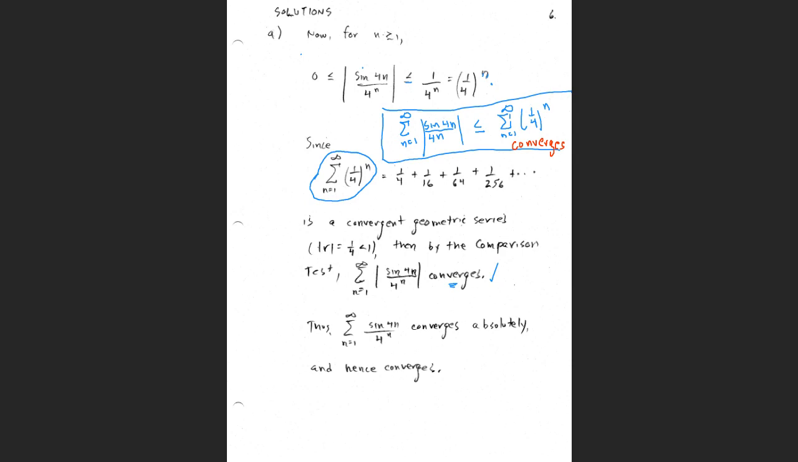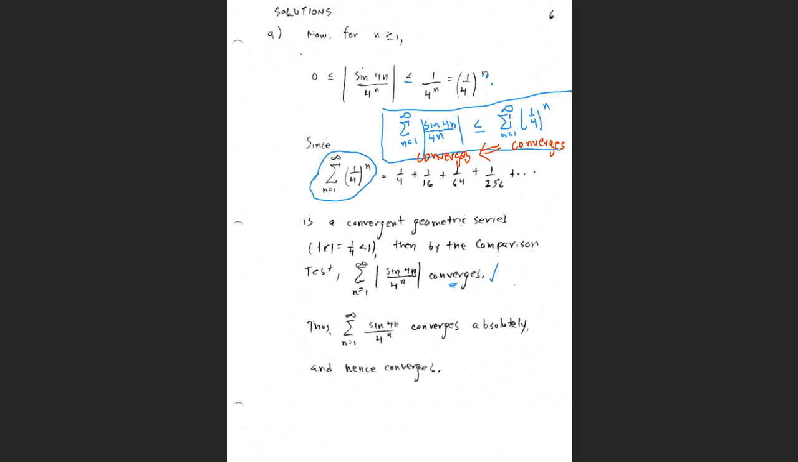If this larger series converges, that implies that the smaller series converges. It's that simple, really. And our series then converges absolutely, and hence converges.